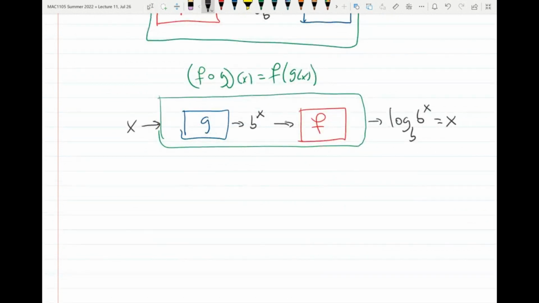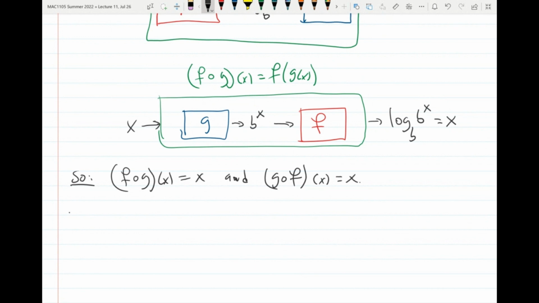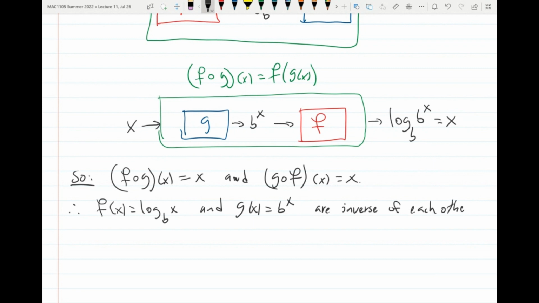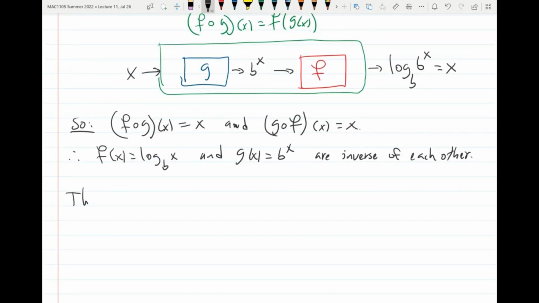So the observation here is that if you do f composed with g, it's equal to x, and also the other way around, g composed with f, that's equal to x. Therefore, by what we defined last time, f of x equals log base b of x, and g equals b to the x are inverse of each other. And this little observation is a theorem. Okay, theorem.